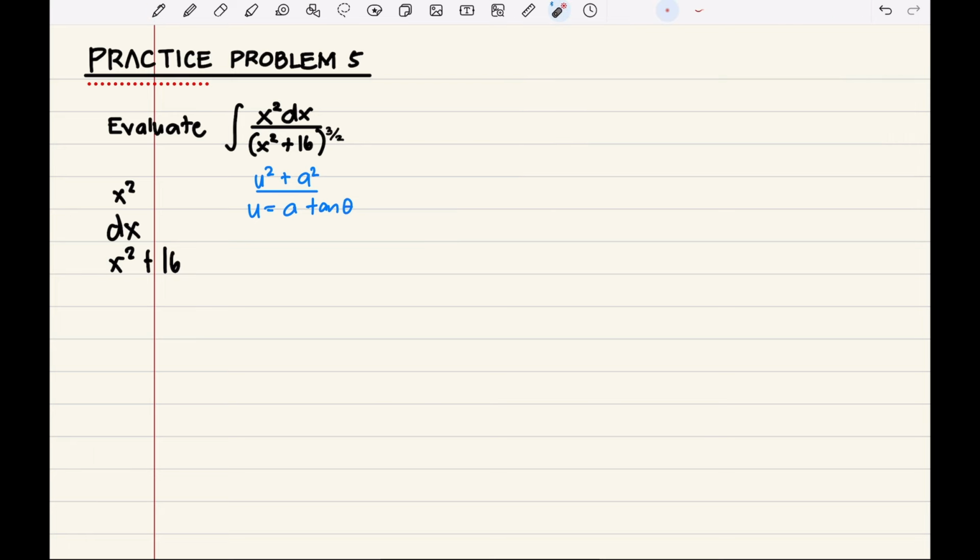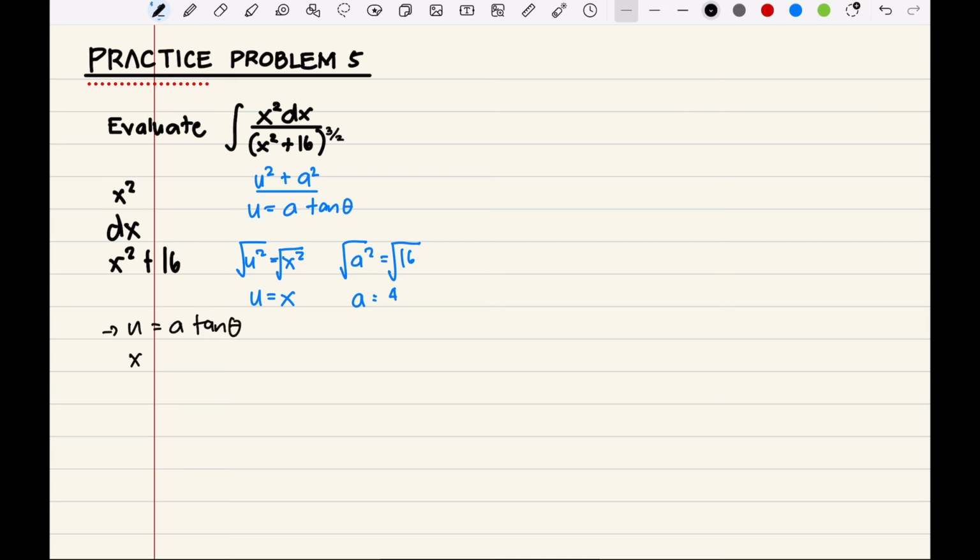So first, let us determine the values of u and a. From our equation, we can see that u squared is equal to x squared. So getting the square root of both sides, we get u is equal to x. And then sa equation natin, we can see that yung a squared is correspondent to 16. So a squared is equal to 16. Getting the square root of both sides, we get a is equal to 4. And then substituting doon sa ating trigonometric substitution, from u equals a tangent theta, u is equal to x, so we have x equals a is equal to 4, so we have 4 tangent theta. So this will now be yung substitution natin for x. Ang gagawin na lang natin para makuha natin sa x squared is e-square na lang natin to later on sa ating equation. So that is for x.